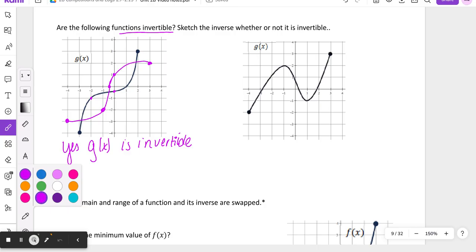Okay, you just want to kind of get enough. I wouldn't just do the endpoints and then try to wing it. Try to get a few more that are clearly on there so that you can get the shape of it. Look, nice reflection over that line, y equals x. All right, let's do the next one.